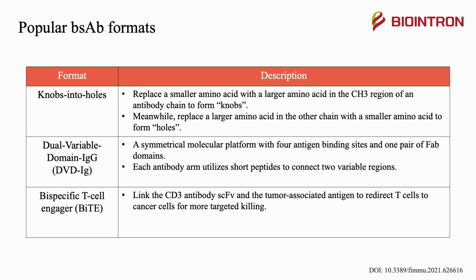While there are many bispecific antibody formats, here we have highlighted three of the most common ones. Knobs into holes involves replacing a smaller amino acid with a larger amino acid in the CH3 region of an antibody chain to form knobs. Meanwhile, one would replace a larger amino acid in the other chain with a smaller amino acid to form holes.